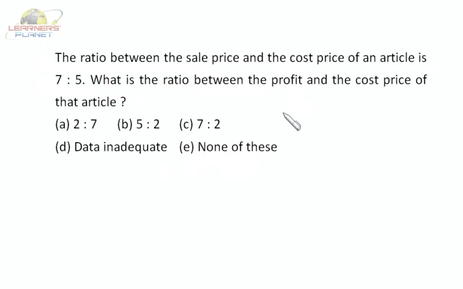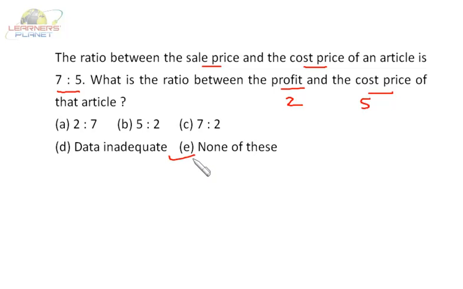Now let's see this question, a very simple question. No need to go for any sort of paperwork. Sell price and cost price ratio is given as 7:5 and we have to find out the ratio of profit and cost price. Now if sell price is 7 part, cost price is 5 part, that means profit is 2 part. Okay, now profit is 2 part and what is the cost price? It is 5 part. So the ratio should be 2:5.